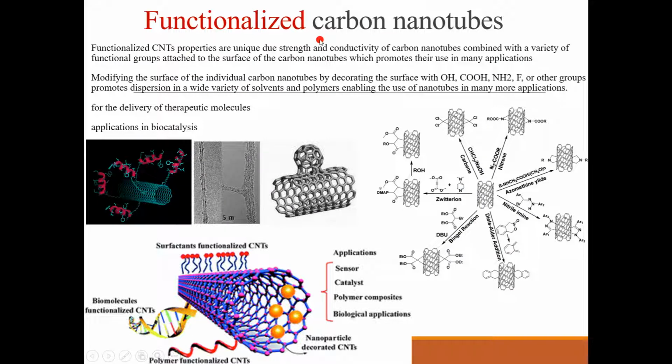The last one is functionalized nanotubes, where the outer layer of the nanotube is functionalized. Means what? You can incorporate different functional groups in it, like COOH, OH, NH2, F, and so on. Advantage again, modification improves the properties and improves the applications. So you can use them now as sensors, catalysts, polymer composites, and in biological applications.